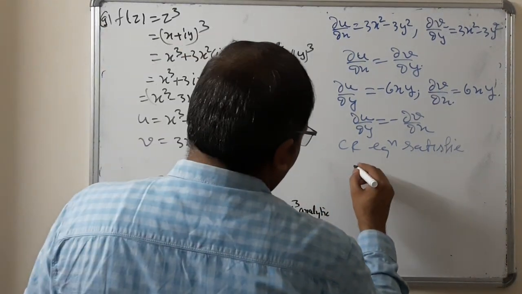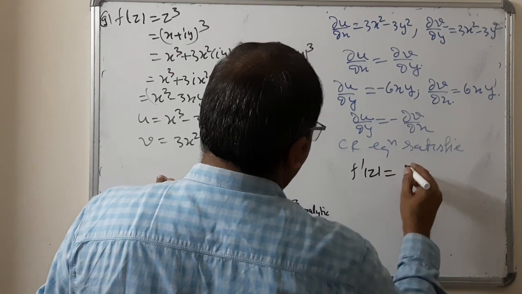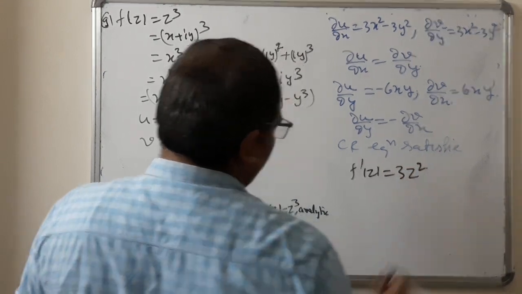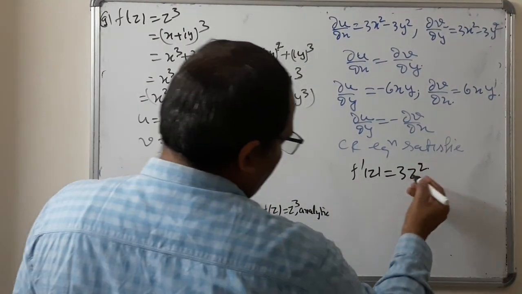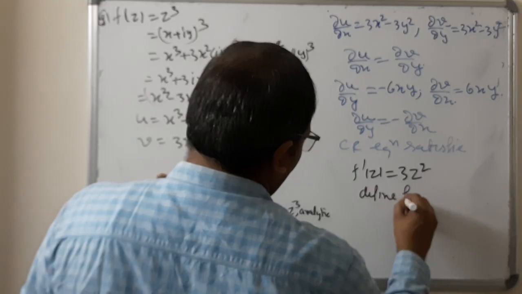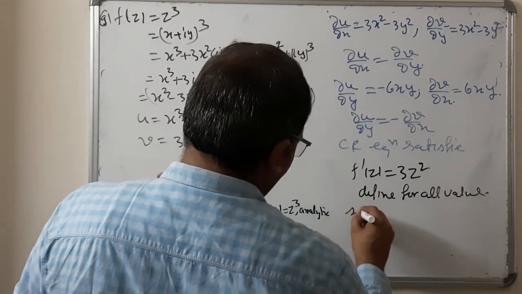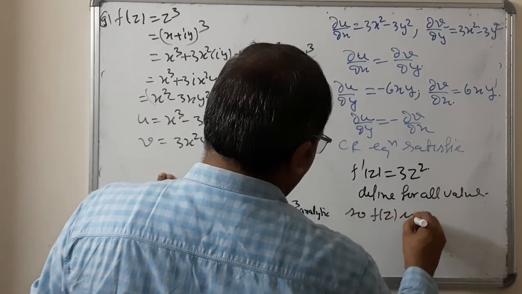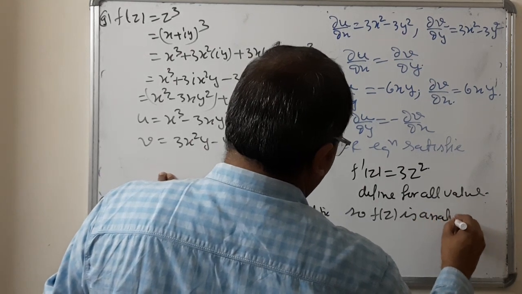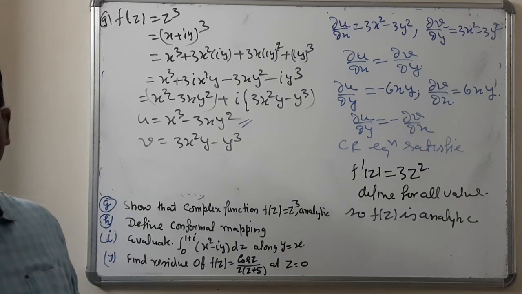Now find out f dash z. F dash z is equal to 3z square, and this function is defined for all values. So f(z) is an analytic function. So the given function f(z) is an analytic function.